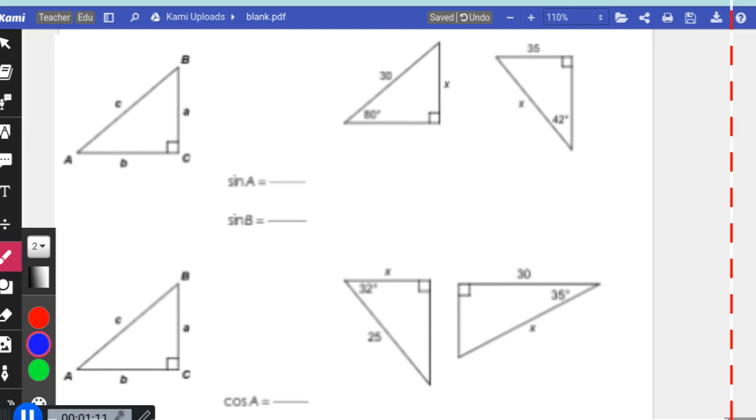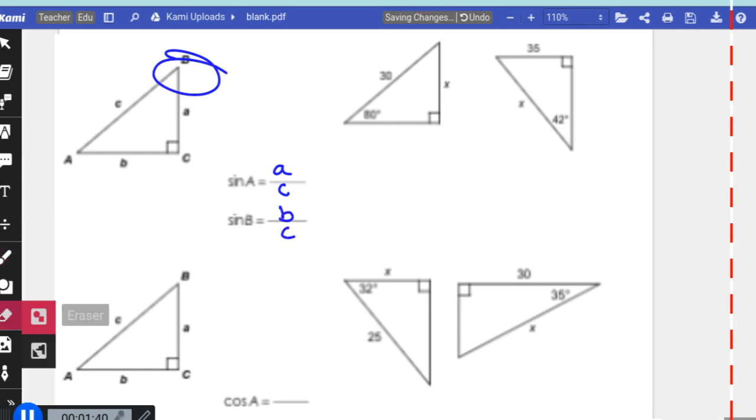I'm sorry, it's a little bit blurry on your document, but I think you can make it out. We have our standard triangle with lowercase a's, b's, and c's, and then the uppercases. Sine of A, looking at that angle, would be opposite over hypotenuse, so a over c. Sine of B would be little b over little c, opposite over hypotenuse.